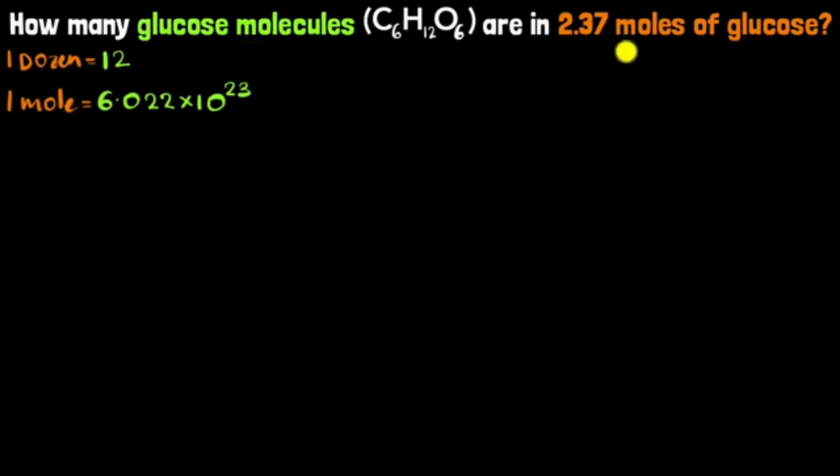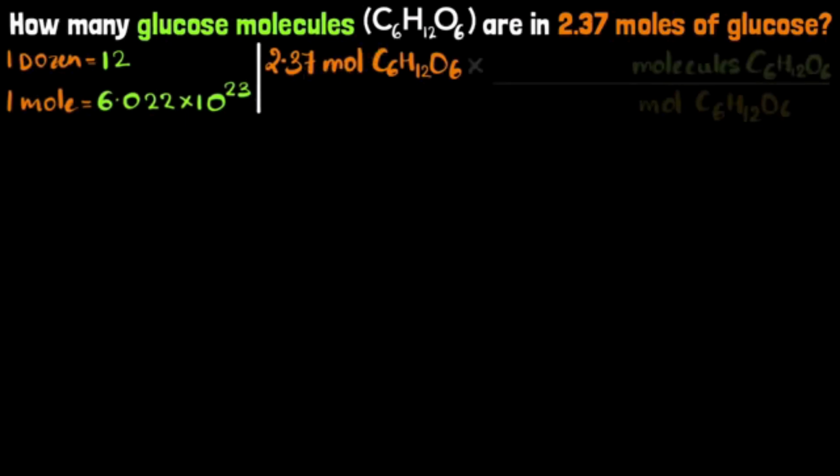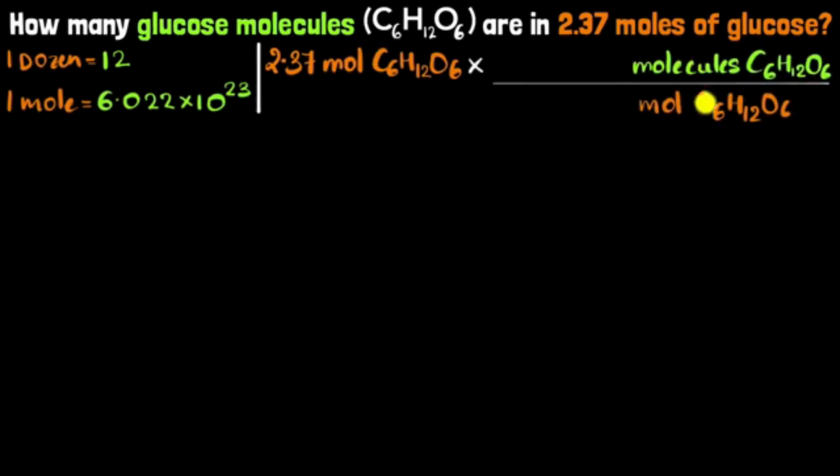So how do we do that? Here's how we do it. We start with what's given to us. We are given 2.37 moles of glucose. Now from moles of glucose, how do we go to molecules of glucose? Well, for that, we'll build a conversion factor. And here's how I think about it. Since I want glucose molecules, my conversion factor should have molecules of glucose in the numerator. And since I want to get rid of moles, my moles should be in the denominator. So this is what my conversion factor looks like, molecules per mole.